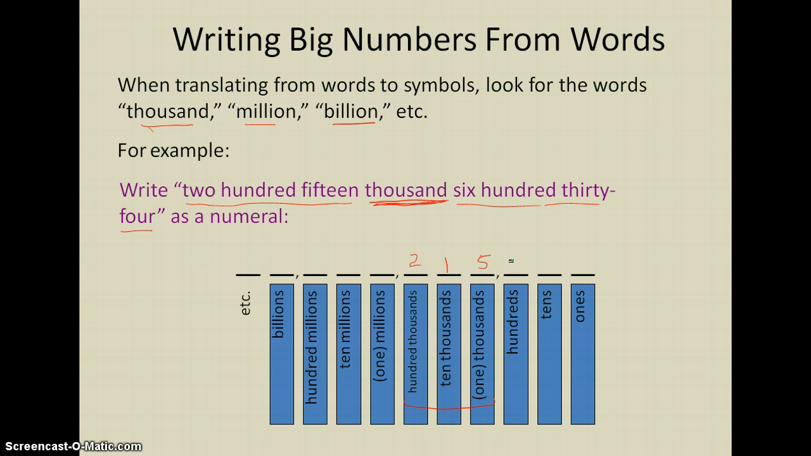And so I'm going to fill in 634 in those last 3 place value positions. And so now what I have is the number 215,634. And so you can double check as you read the number out loud to yourself, or the standard form number to yourself: does it match the words that you were given? And in this case, it does.